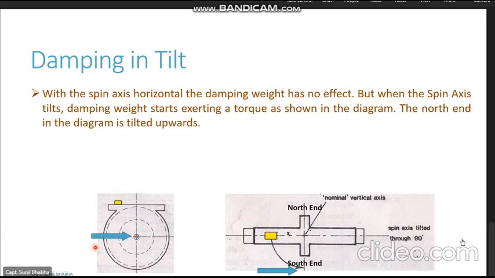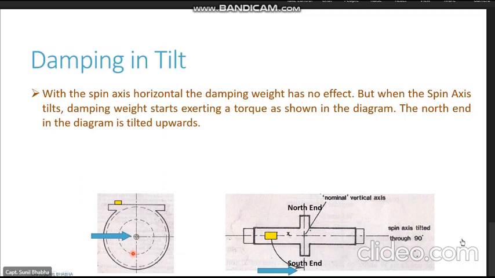You can see the arrow in the left hand side diagram. This is how the arrow is trying to push the south end of the spin axis when the north end is tilted upwards. So with the north end tilted upwards, this is how the offset weight or the damping weight is trying to push the south end of our spin axis.